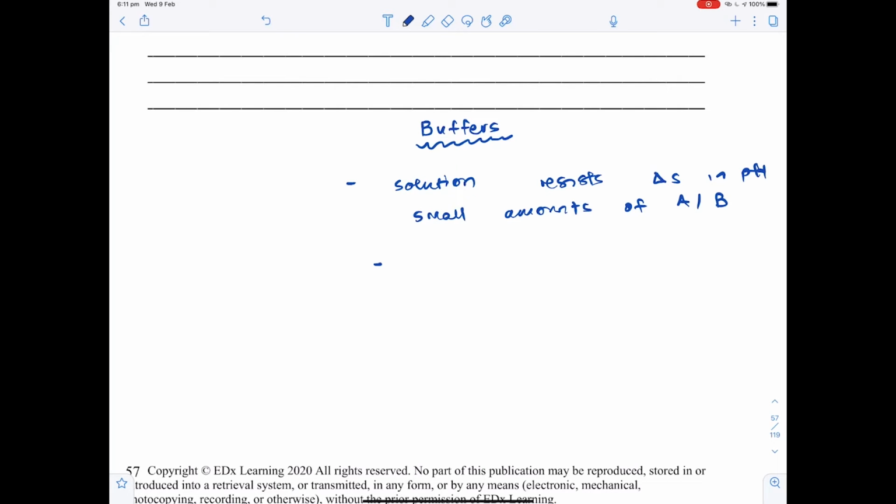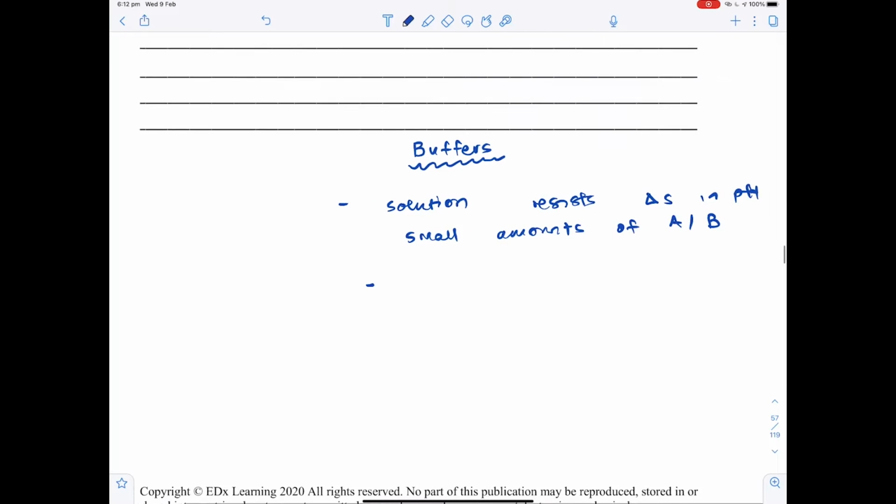Now, Mithilesh, what actually composes a buffer? What is it made out of? It's made out of a weak acid or base and its conjugate pair. Good. And what's a buzzword you want to use? Are there going to be similar amounts or different amounts of the acid and conjugate base? Molar concentrations of both. Good.